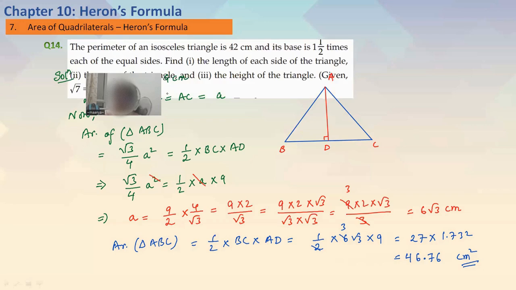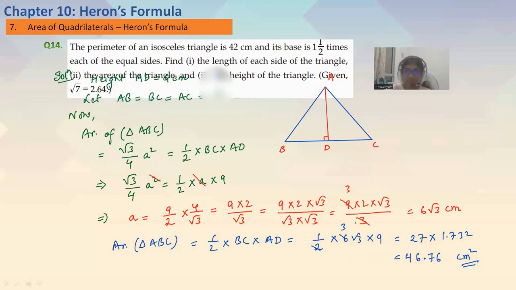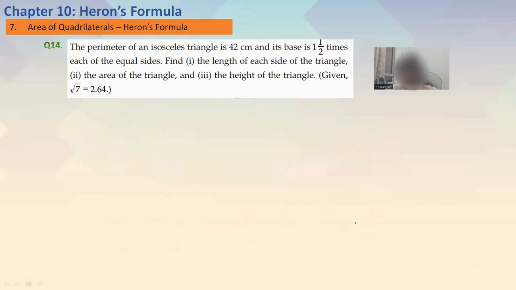We have another question over here. I think we are running out of time. Let's try. Perimeter of an isosceles triangle is 42 centimeter and its base is 1.5 times each of equal sides. Find the length of each side of the triangle. Find the area of the triangle. This is going to be big, right? Yeah, it seems as though it is going to be big.